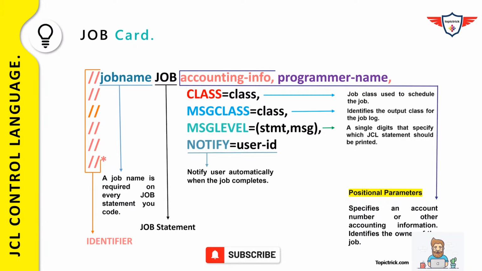For example, the time parameter, which is used to provide the time, and in case your job fails due to time exception, then probably you can allocate the maximum time to a job. Similarly, you have region parameter, then you have restart parameter, which is generally used to restart your job. Then you have type run parameter, which is generally used for special job processing. So we're going to discuss all these parameters in the JCL tips and tricks section.